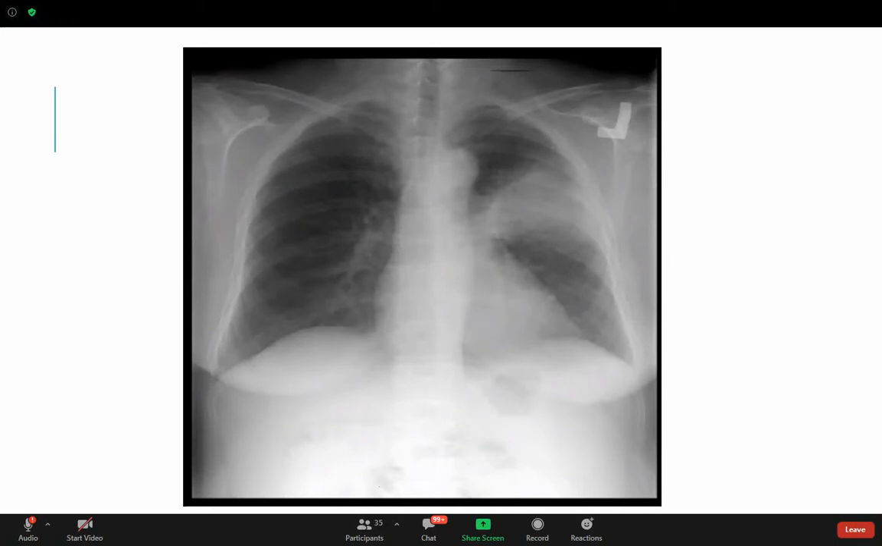Someone mentioned consolidation. Be more specific, or as specific as possible. So where is the consolidation? Imagine that you are talking to someone over the phone and you'd like to describe the abnormality. They don't have access to the chest X-ray. So how would you describe it?